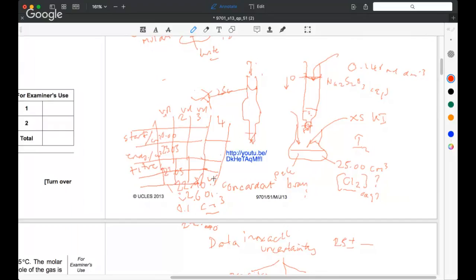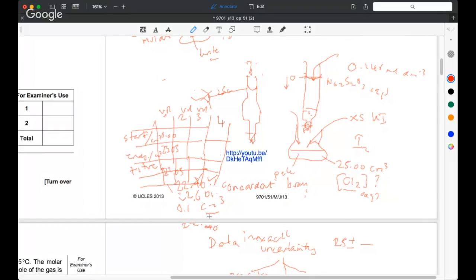Okay. So they may ask you to lay out a table like this. You've got columns for your titers, 1, 2, 3, 4. You've got start, end, you subtract them, you get a difference, you work out the titer, then a final row with tick, tick, to show those are the ones that I'm going to use for my concordant results. And then you just take an average of those.